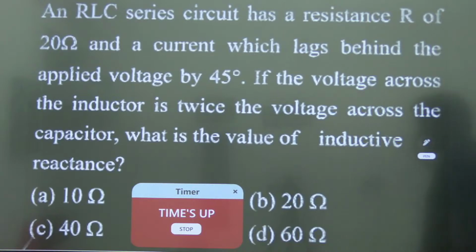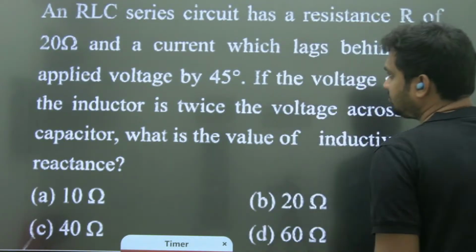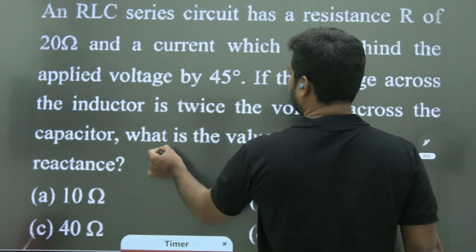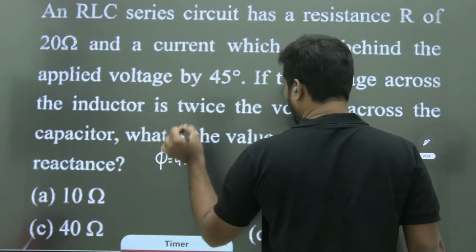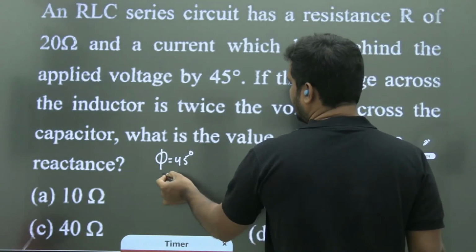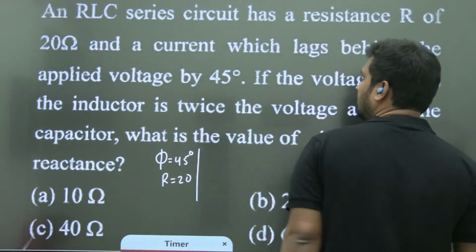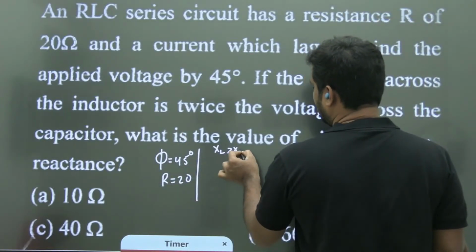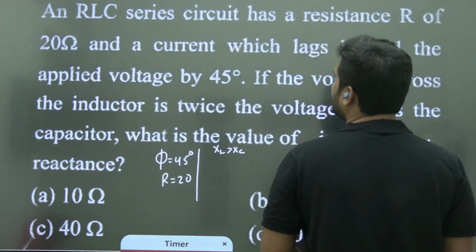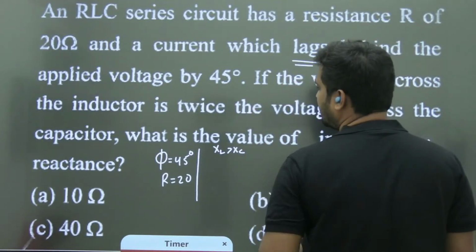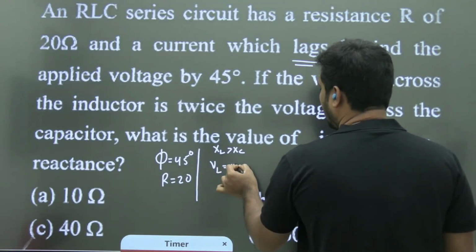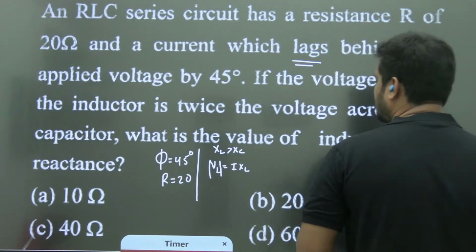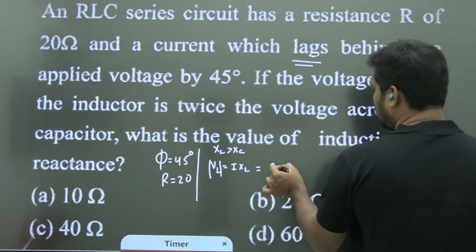Yes. Option C is the right answer. An RLC circuit has a resistance R equal to 20, phi equal to 45 degrees. So R is equal to 20. The current lags, which means XL is greater than XC. Current lags the applied voltage by 45 degrees, and the voltage across the inductor, what is the voltage across the inductor? I XL, I'm speaking about the magnitude, is twice the voltage across the capacitor, equal to 2 times VC.